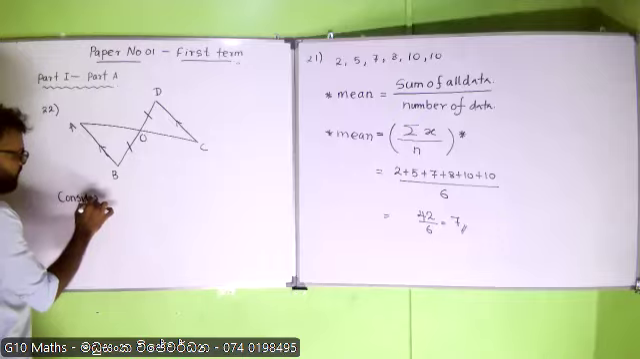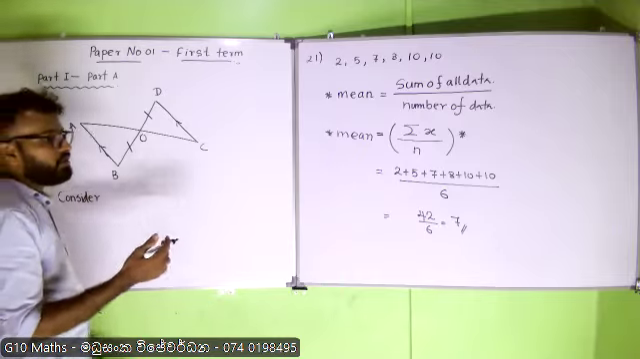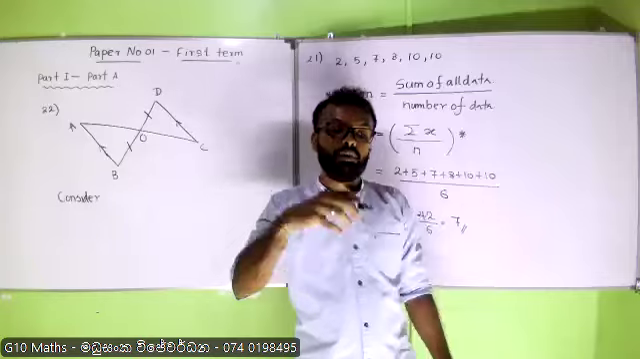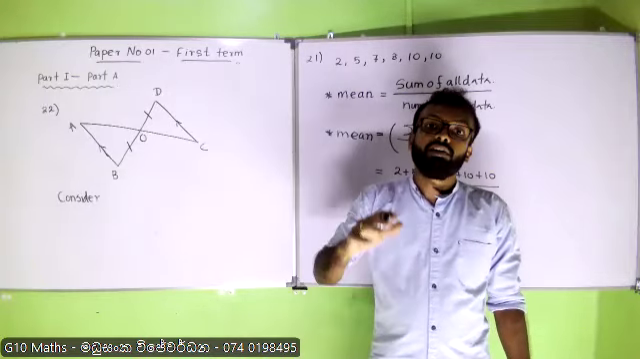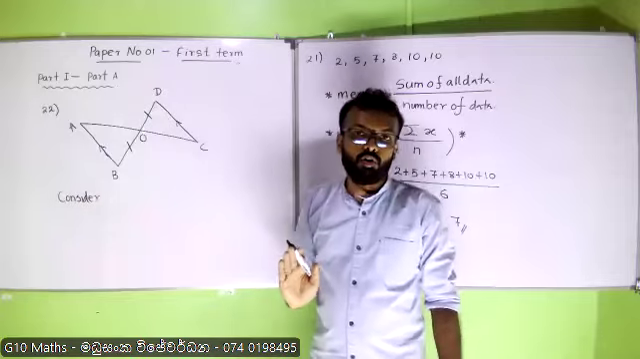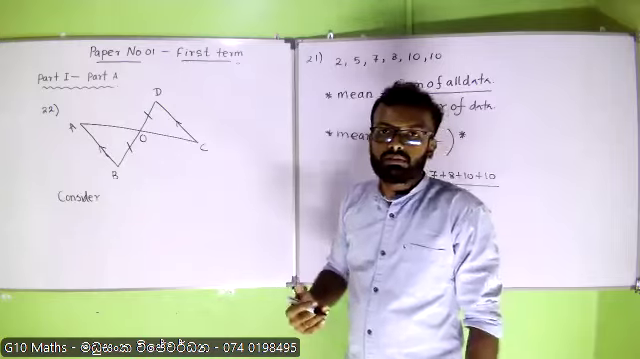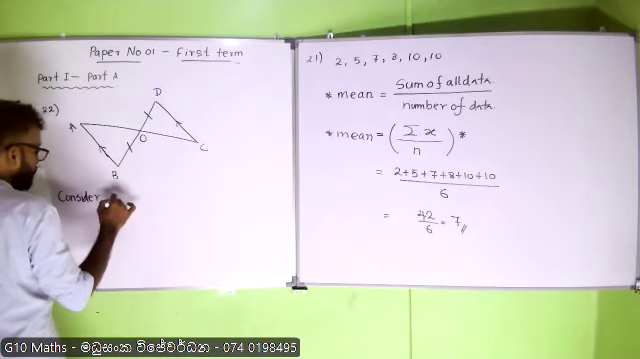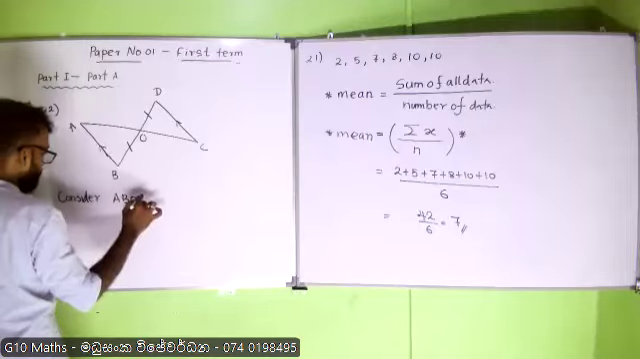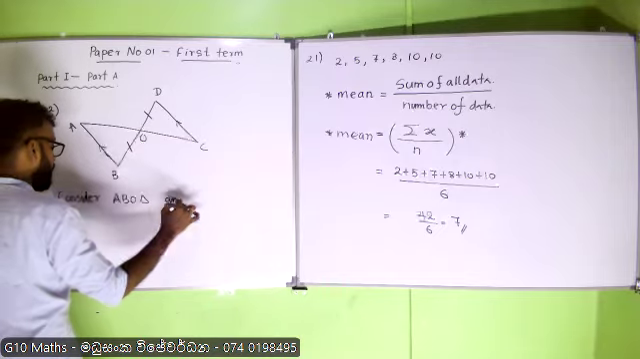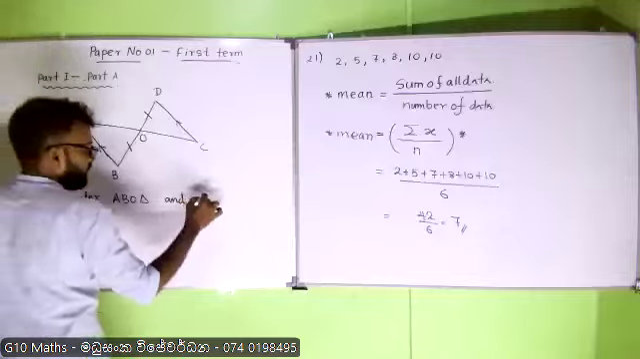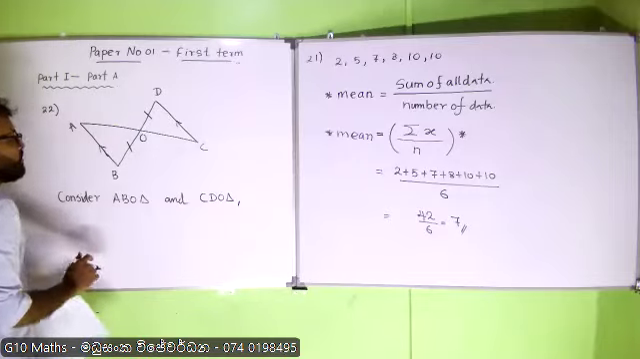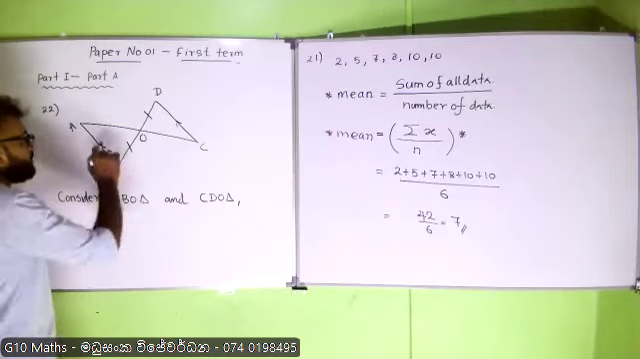They have already given that these two triangles are congruent, and you have to write down the conditions under which these two triangles become congruent. Show me the steps. So now I am going to write: consider our two triangles, triangle ABO and triangle CDO, this one and this one.